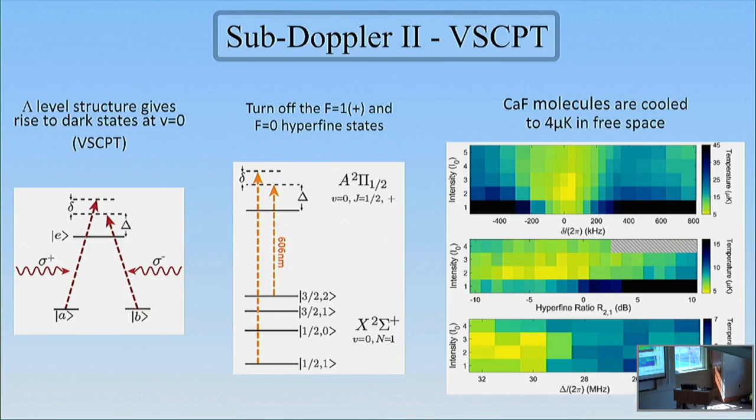This is now as a function of the detuning, this is the differential detuning, this is the overall detuning, and what you're showing here are the different temperatures that we were able to achieve. We were able to achieve temperatures around 5 microkelvin using this lambda-enhanced gray molasses, or VSCPT.